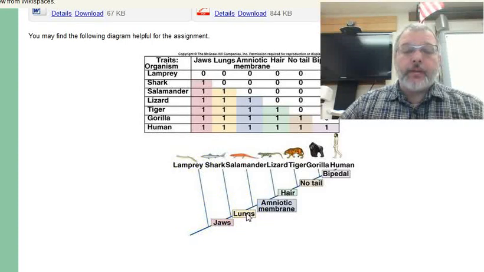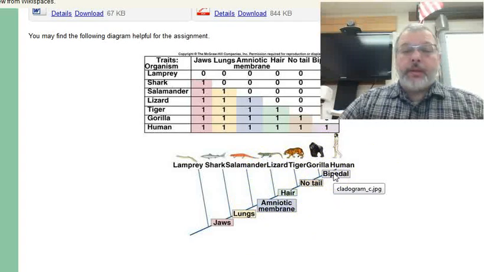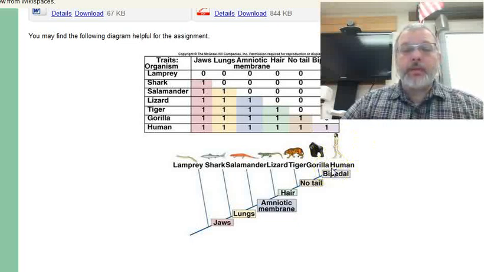So then there's another ancestor, a new trait of lungs, and it gave rise to all these organisms which have lungs, and so on. So eventually you get to this last organism. They would say it gave rise to humans. Okay? So that's kind of how a cladogram works.